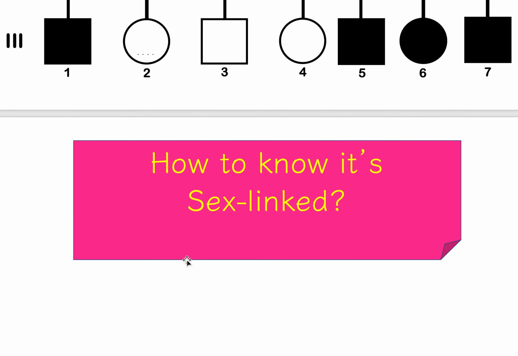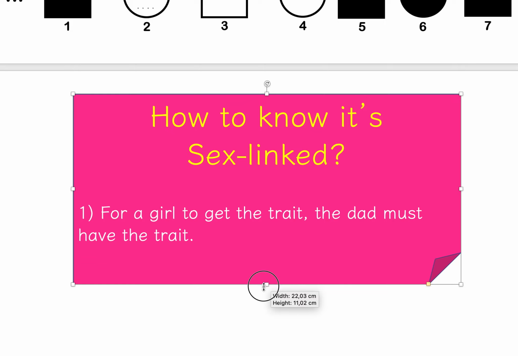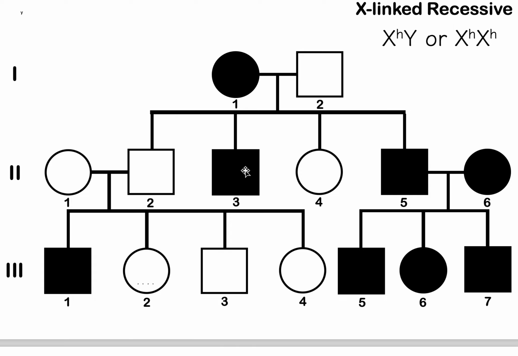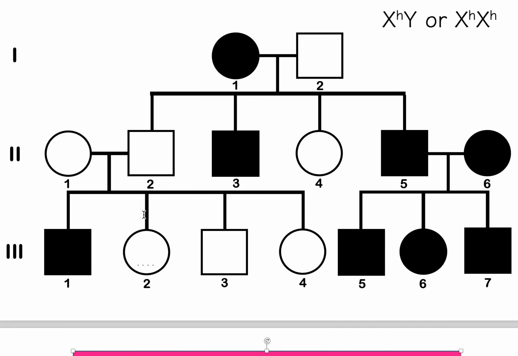So let's look at how to know it is sex-linked. So for a girl to get the trait, the dad must have the trait. Let's see. If a girl has the trait... Yeah, see? So the girl doesn't have the trait, and that's because the dad doesn't have the trait. The girl here doesn't have the trait, and that's because the dad doesn't have the trait. But here, the dad has the trait and the girl has the trait.